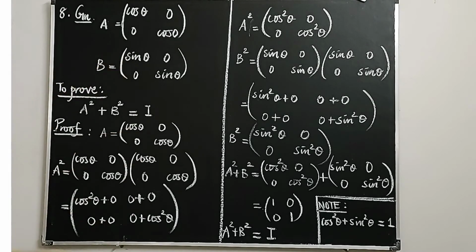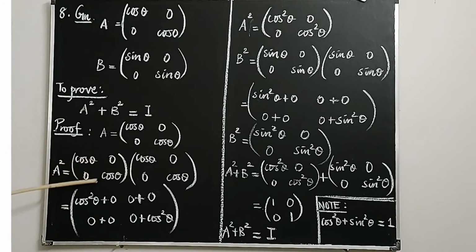Sin theta. Some of you read it as sin theta. That's wrong. Okay, B is sin theta 0, 0 sin theta. Two matrices are given. You are asked to prove A square plus B square is equal to I. Let's find what is A square. A is equal to cos theta 0, 0 cos theta. How do you get A square? Multiplying A by A.